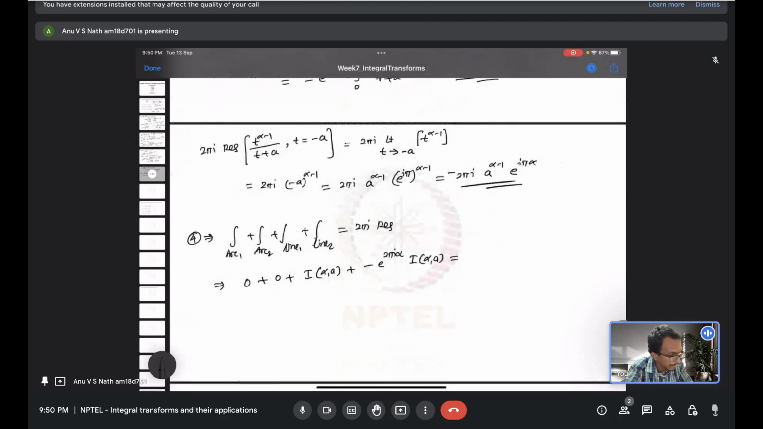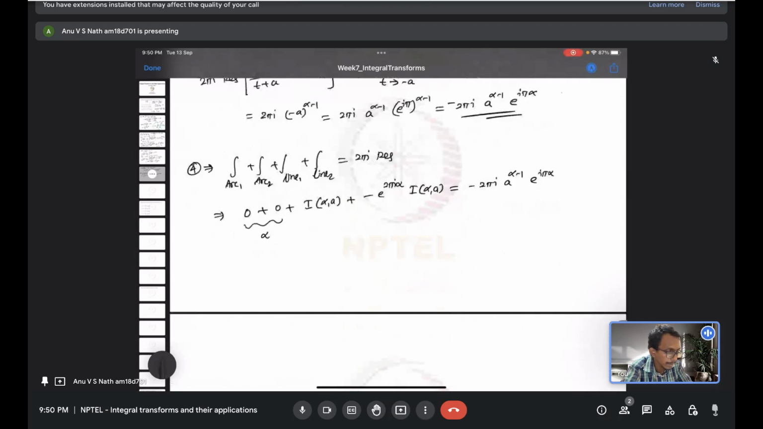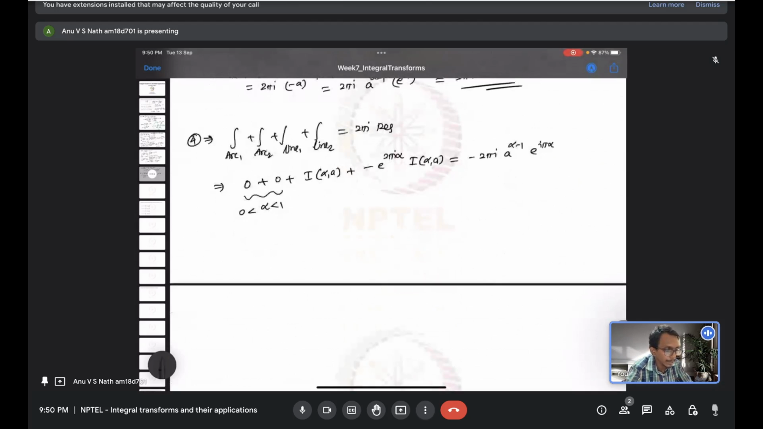On the right hand side, we will find it is minus 2 pi I times a raised to alpha minus 1 e raised to I pi alpha. For this, we also need the conditions that alpha should be less than 1 and greater than 0, then only this is valid. Otherwise you may have some extra contribution from arc 1 and arc 2. Specifically for the case of alpha equal to 0 and alpha equal to 1, we have seen such a case exists. And remember, when alpha is outside this range, you may find this integral does not converge. So for alpha at the extreme condition of equal to 0 or equal to 1, you find a modified result because of the contribution from arc 1 or arc 2.